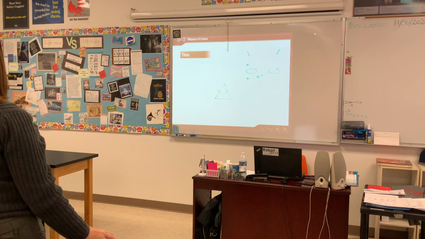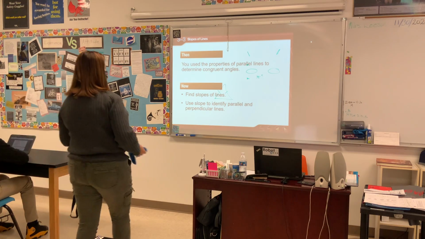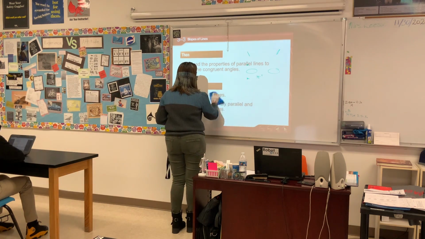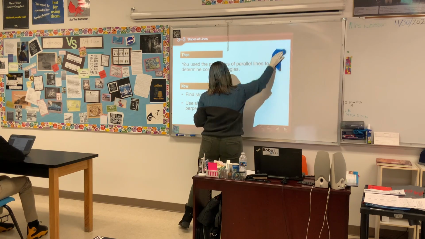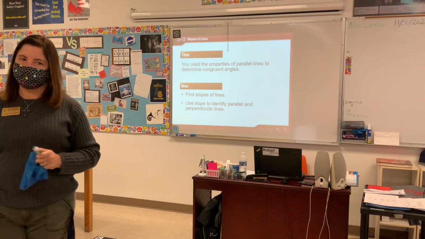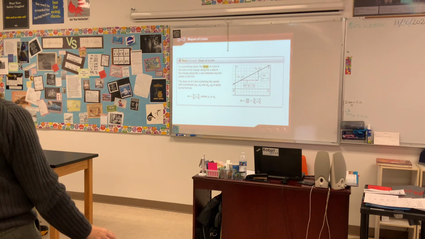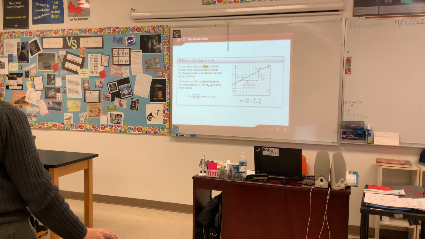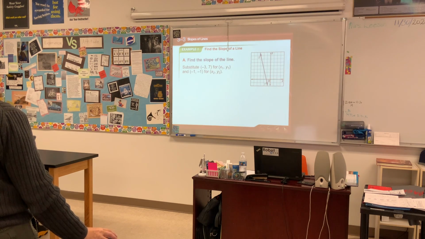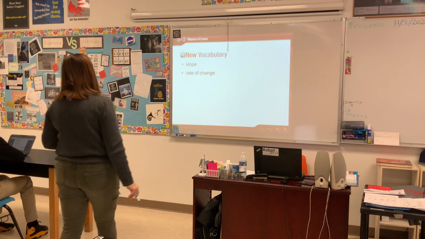Okay, so what we're doing today is we're looking at 3-3. We looked at parallel lines to determine different types of congruent angles and supplementary angles. Now we're going to use these things to find the slopes of lines, and use the slope to identify whether something is perpendicular or parallel. Oops, let me go back. Nope, wrong way. There we go. What's a slope?